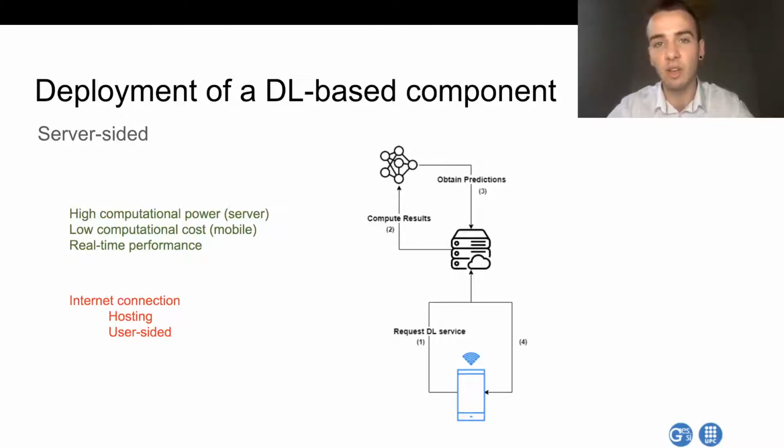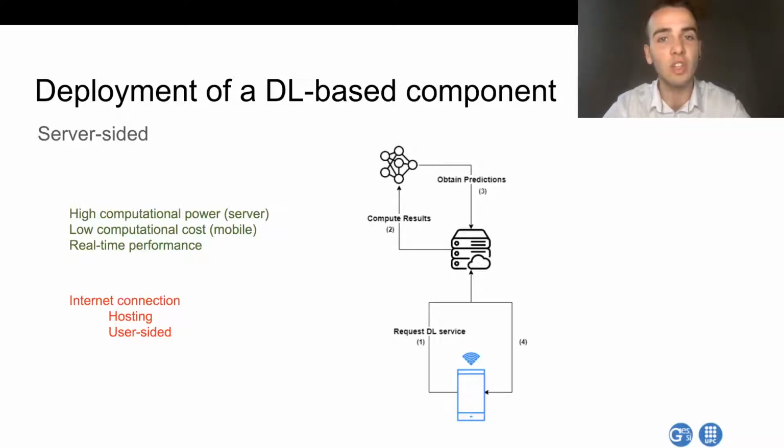So that is actually a feasible solution since we can exploit very complex models, since we're making use of the high computational resources in the server, and that also implies a low computational cost in the mobile environment, and it all works in real time thanks to these internet connections. But that is also the drawback of this solution, since we are assuming that we have internet both for hosting the server and for the end user connections, and that is an assumption that may not always hold.